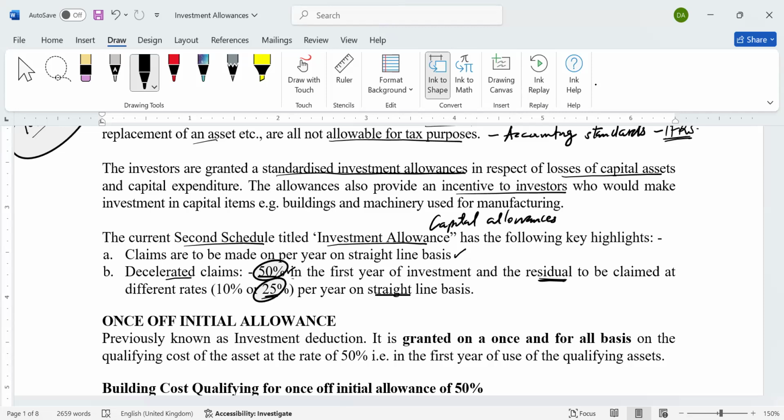Then there's that second category of investment allowance, which is granted on straight line basis only, without the first 50%. The one on straight line basis is granted at the rate of 10%, or at the rate of 25% on straight line basis.